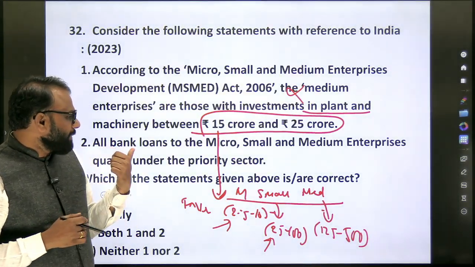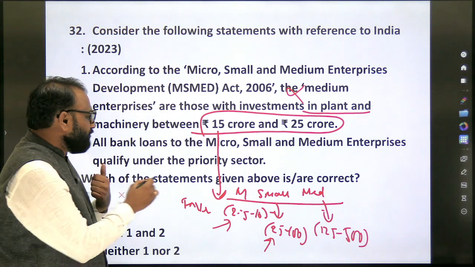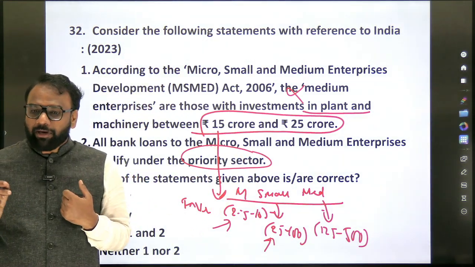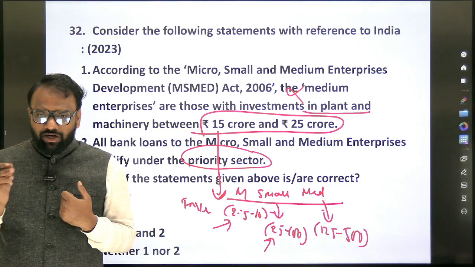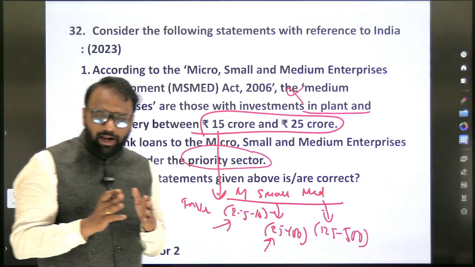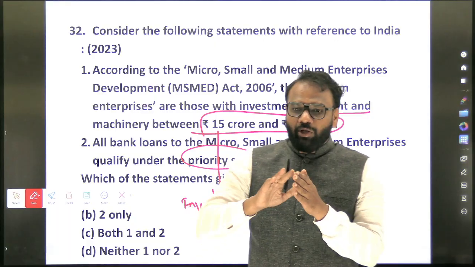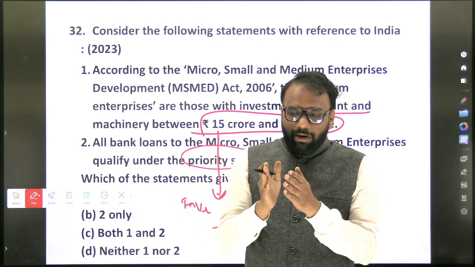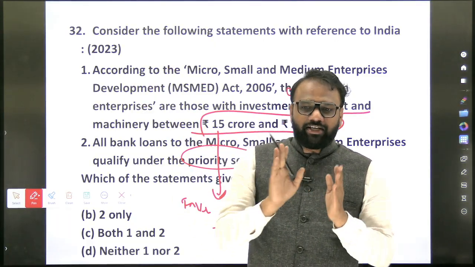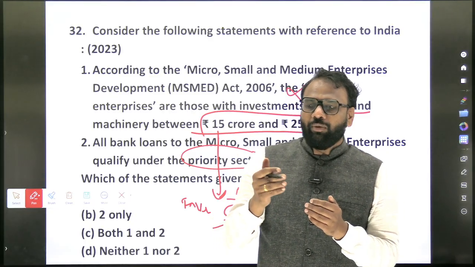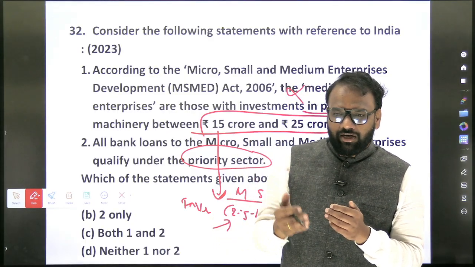All bank loans to the micro, small and medium enterprises qualify under the priority sector. So we need to know about the priority sector and priority sector lending. We have already discussed it in one of the classes. So in the total loan that has been given, some amount has to be given to some specified sectors. That is called the priority sector. So which sectors come under the priority sector?